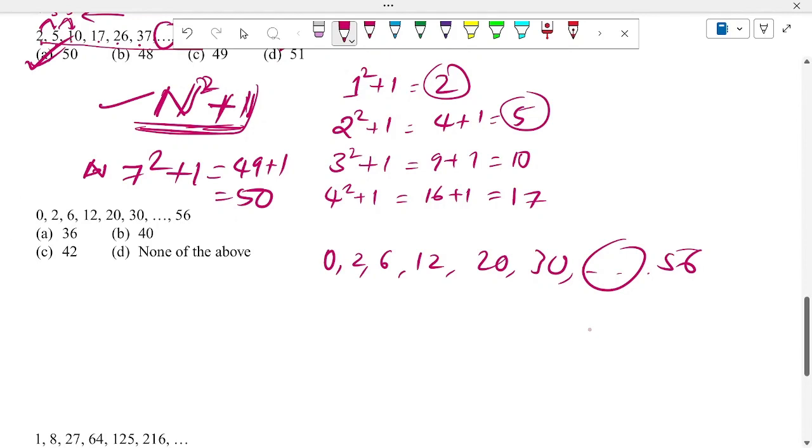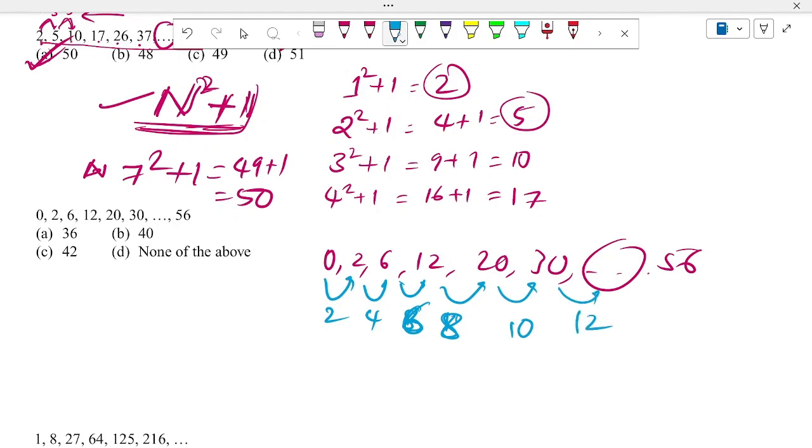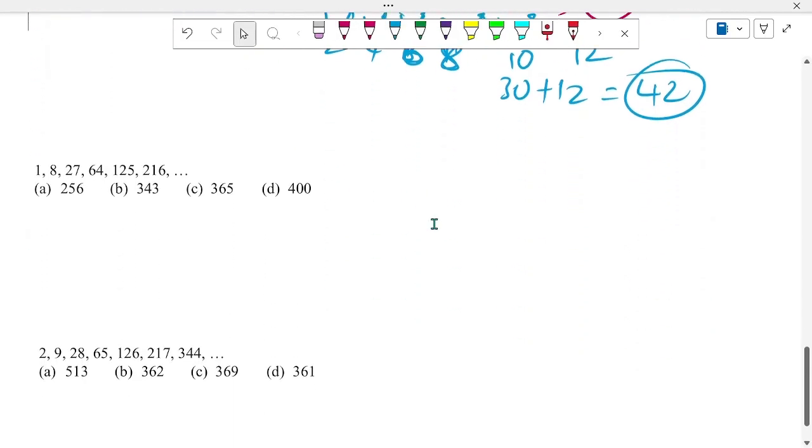How you can do is you can find the differences. We have got 2, 4, 6, 8, 10, and it will be 12. They are even numbers. So 30 plus 12 is equal to 42. 42 is the answer. Questions are simple, but how fast you solve each of these questions is important. Fine. Now look at the next series.